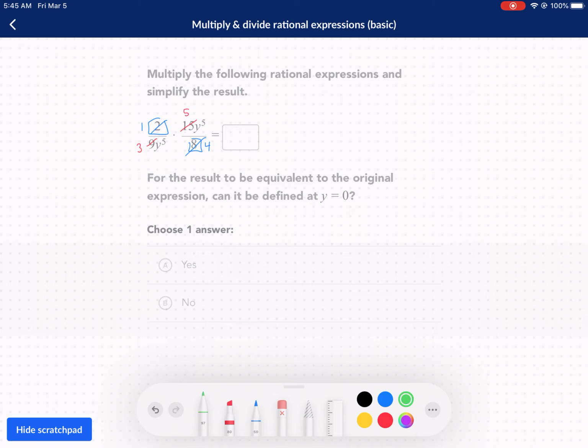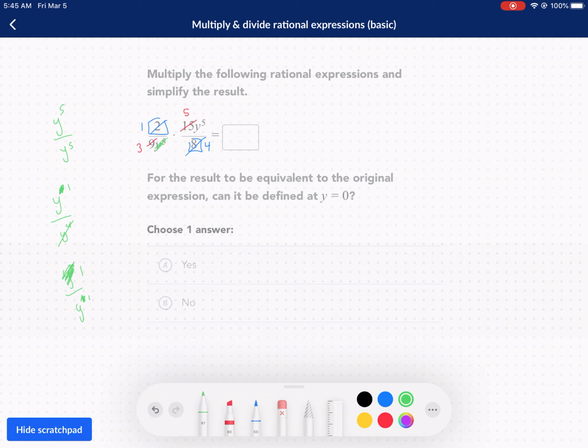Lastly, you can also do this with the variables. If I have y to the 5th over y to the 5th, that's just 1. They cancel completely. Now, if I had y to the 5th over y to the 4th, I would cancel all 4 in the bottom, leaving me 1 in the bottom and 5 minus 4 in the top, or y to the 1st in the top. It all depends. And lastly, if I had y to the 4th in the top and y to the 5th in the bottom, I'd cancel all 4 in the top, leaving me 1 in the top, and then just one y in the bottom. Okay, so that's how that works.